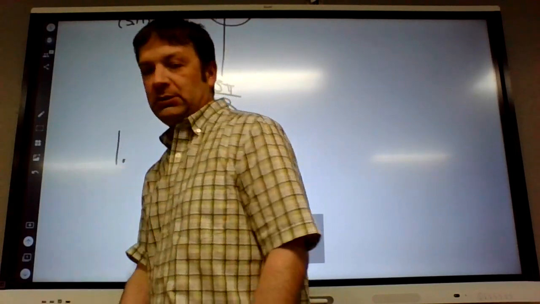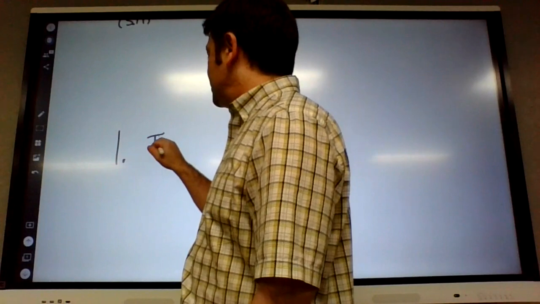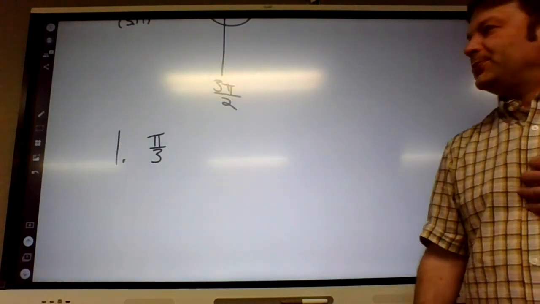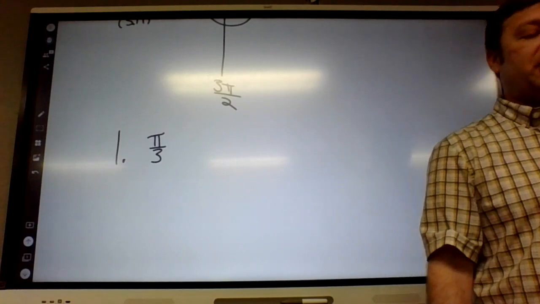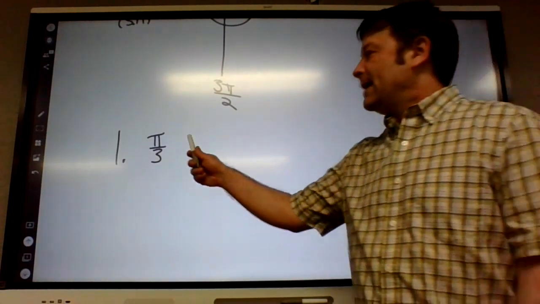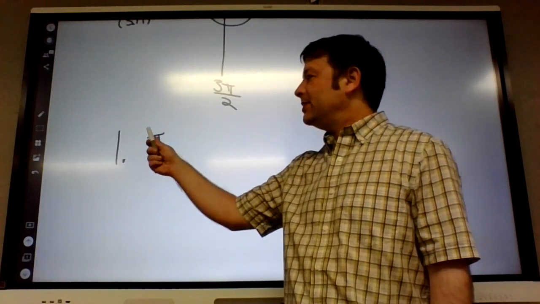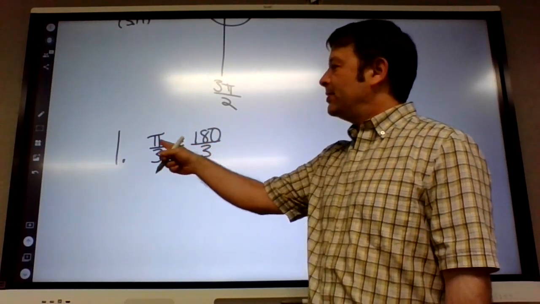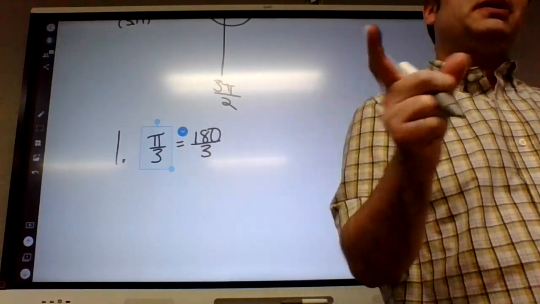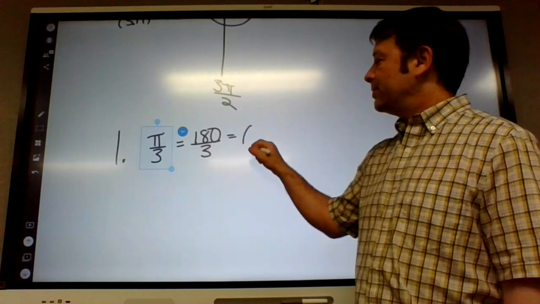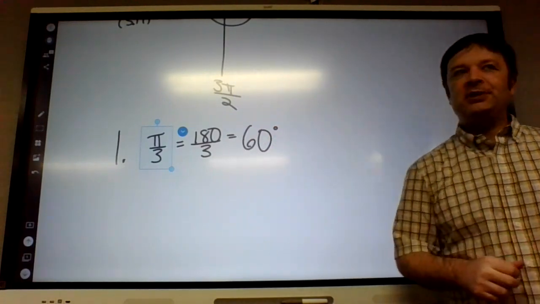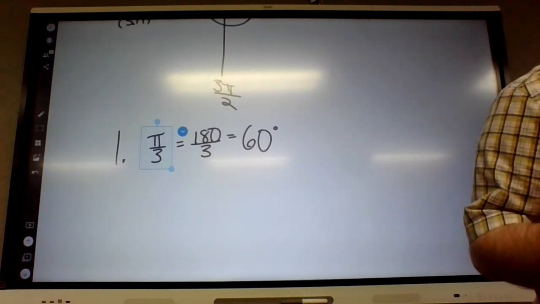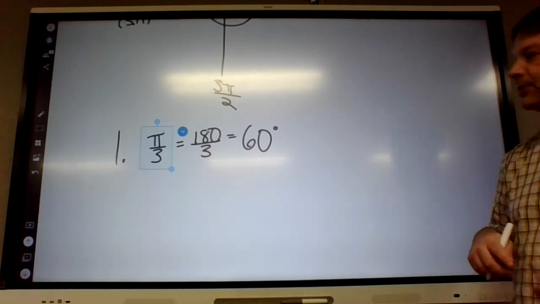Okay, number one. They want us to convert radians into degrees. The easiest way to do that is to remember that pi in radians is worth 180 in degrees. So this is worth 180 divided by 3. If you just replace the pi with 180, that's the easiest way to turn it into degrees. So pi over 3 is worth 60 degrees, 180 divided by 3. If you look at the little picture, it's the green one on the upper right.